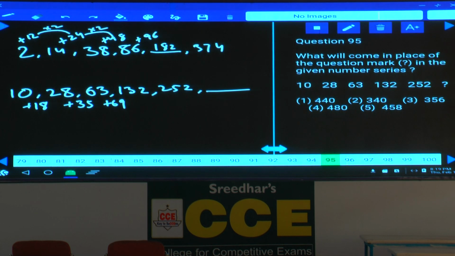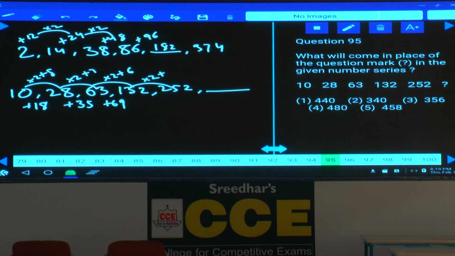Now 10 and 28, how can you express this one? 10 into 2 is 20 plus 8. 28 into 2 is 56 plus 7 is 63. 63 into 2 is 126 plus 6 is 132. 132 into 2 is 264 plus how much?